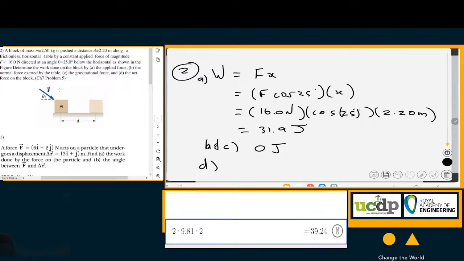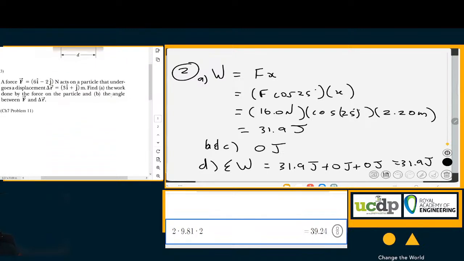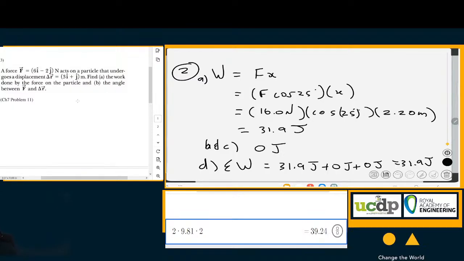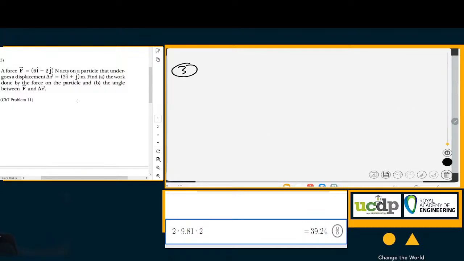D, the sum of all the work is equal to 31.9 joules plus 0 joules plus 0 joules. That is 31.9 joules. That is the total work done. So you can add work like scalars because it is a scalar addition.